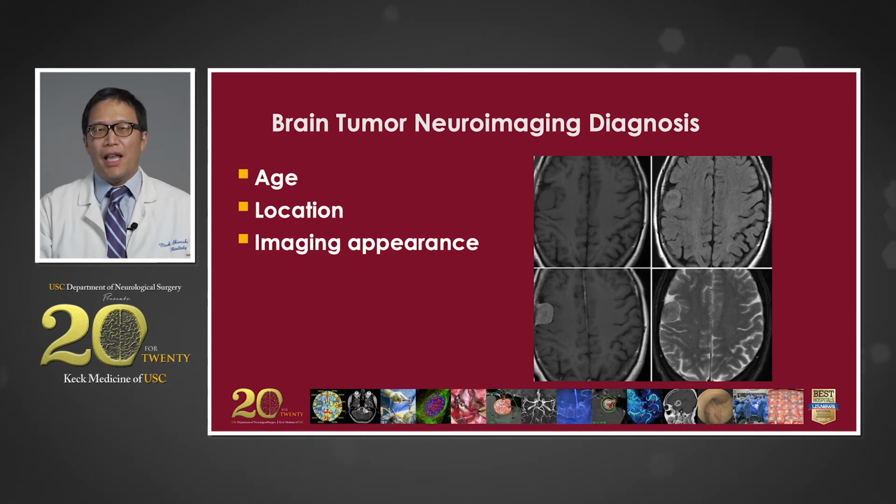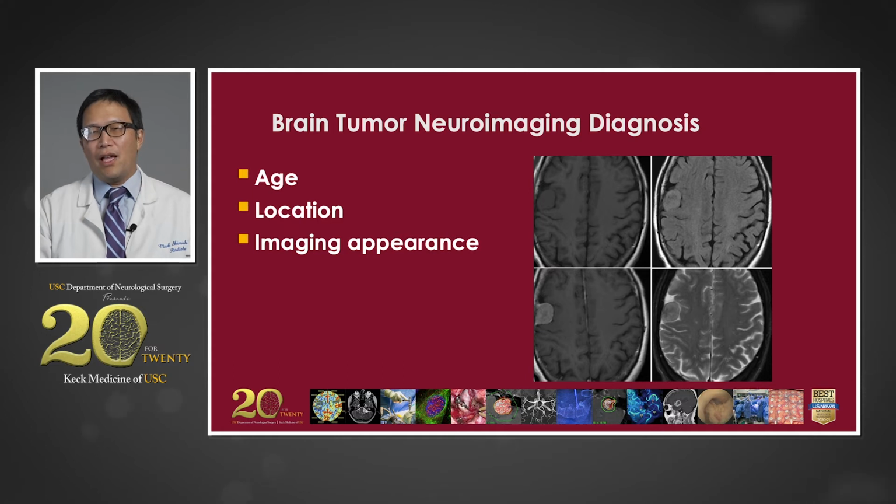A FLAIR image is a T2 weighted image where the cerebrospinal fluid, that bright stuff that you see in the sulci of the brain, the folds of the brain, in between the folds, that's the cerebrospinal fluid that bathes the brain and the spinal cord. On T1 weighted imaging, it's dark, but on T2 weighted imaging, it's very bright.